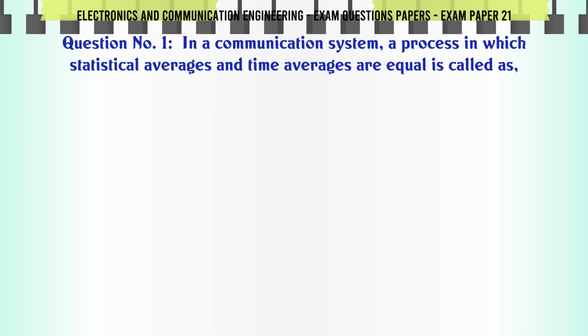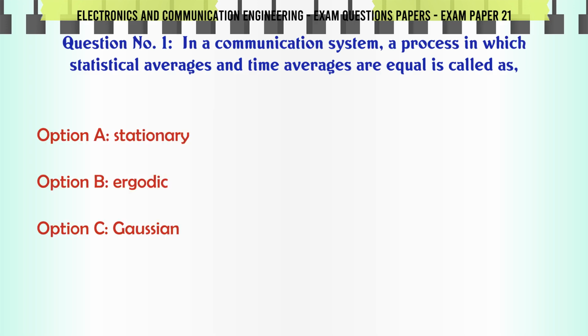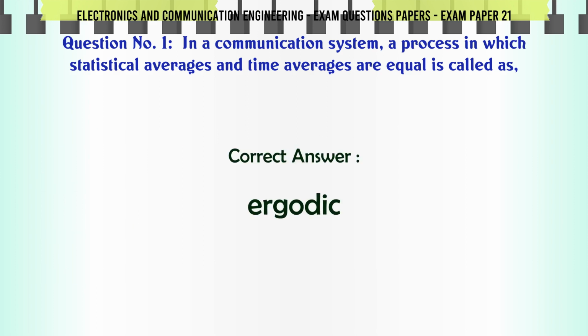In a communication system, a process in which statistical averages and time averages are equal is called as A. Stationary, B. Ergodic, C. Gaussian, D. Bi-born stable. The correct answer is ergodic.